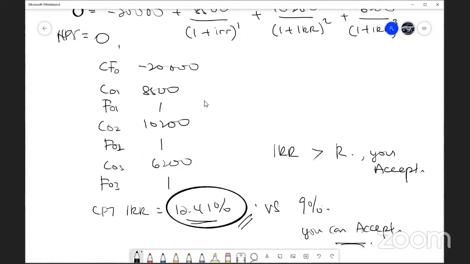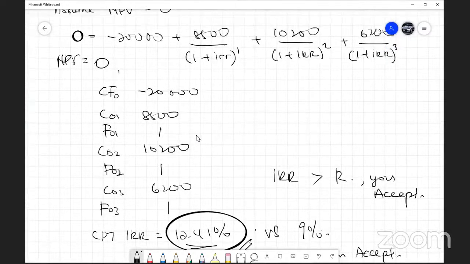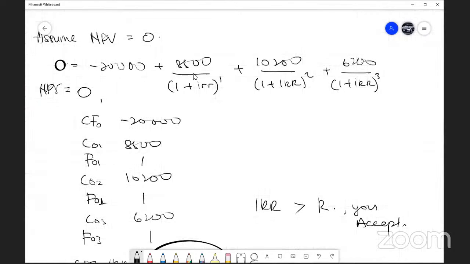When you get 12.41, so when you fill in here, negative 20,000 plus 8,500 over 1 plus 0.1241, you cannot get 0. Are you sure? Let me try. I did it on both calculator and answer, they are the same. So you cannot get 0, in other words. Let me see. Did I give you the wrong answer or not?